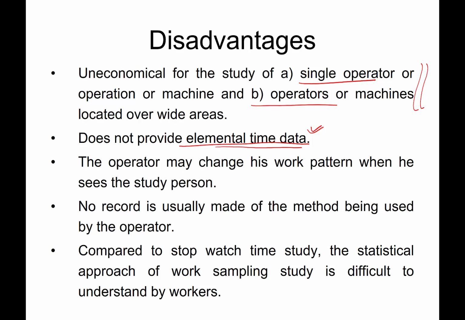The operator may change his working pattern. It doesn't really check if the worker is working correctly or not. But in the time study, everything is seen very carefully. So the pattern of working or working methodology is not checked in work sampling, and there is no record. Only snaps or photographs are taken. And as compared to the stopwatch, the statistical approach of work sampling is difficult for the workers to understand. So these are some negative points as far as work sampling is concerned.